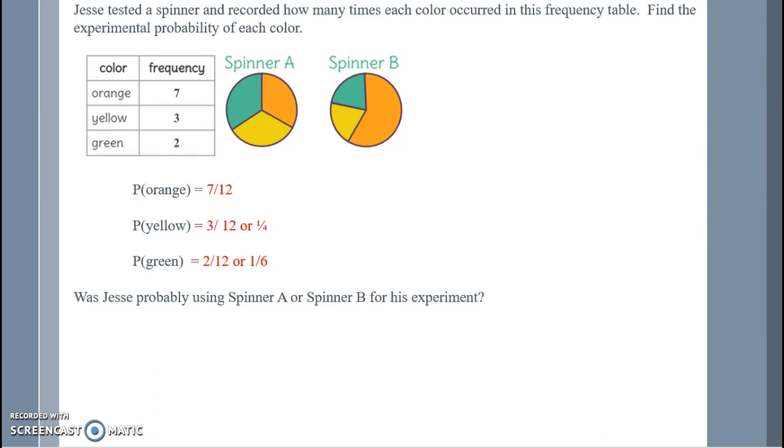Now, when I try to decide which spinner it is, look, this one's equally distributed into thirds. And these aren't 1/3 or even close to. Notice that when I compare all of the probabilities here, the orange came up the most, and the yellow and the green came up about the same. So I would say that Jesse probably was using spinner B for his experiment.